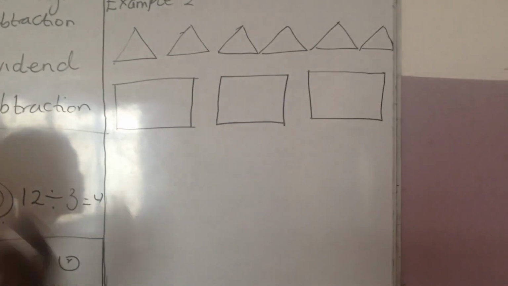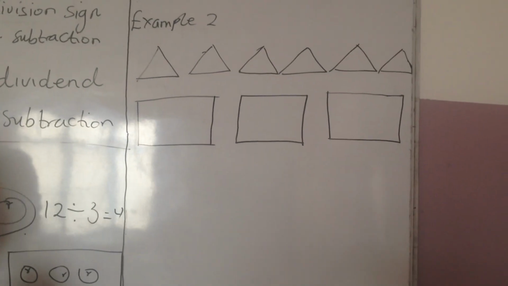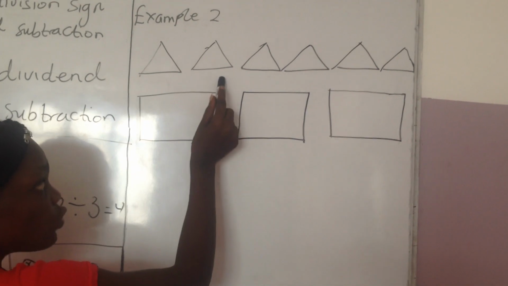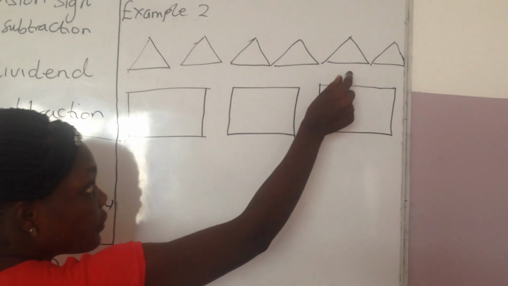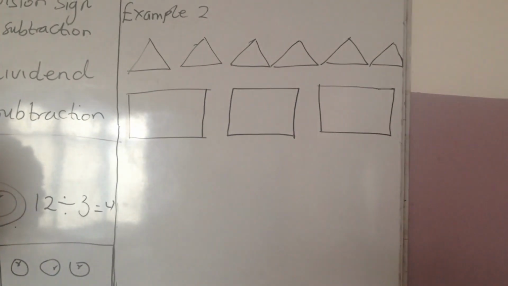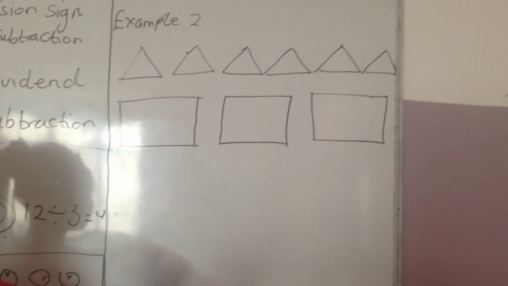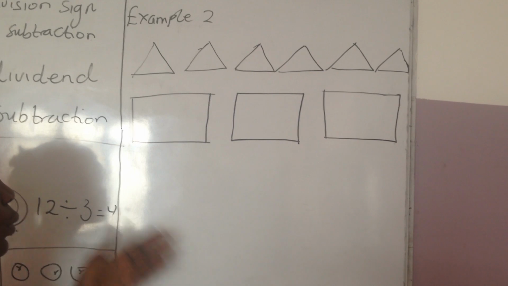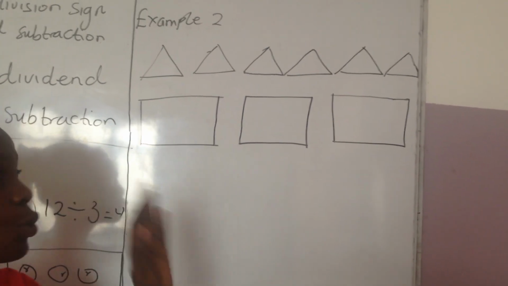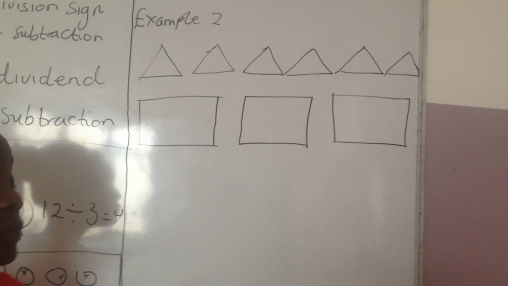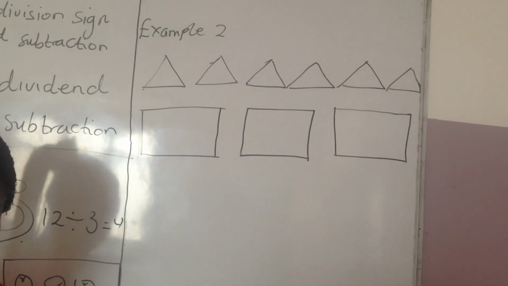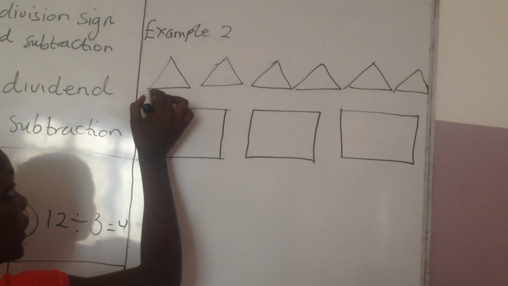How many triangles do we have here? Let's count the triangles. 1, 2, 3, 4, 5, 6. We have 6 triangles here. Now, we are going to group them into 2. So each box is supposed to have 2 triangles. So we are grouping them.